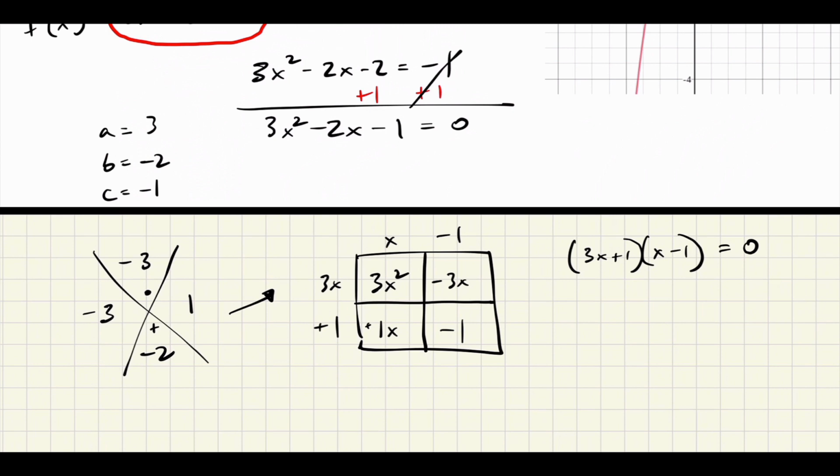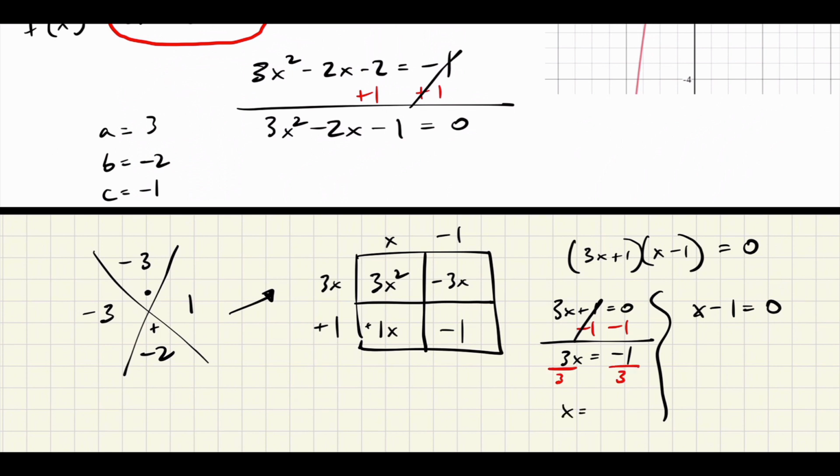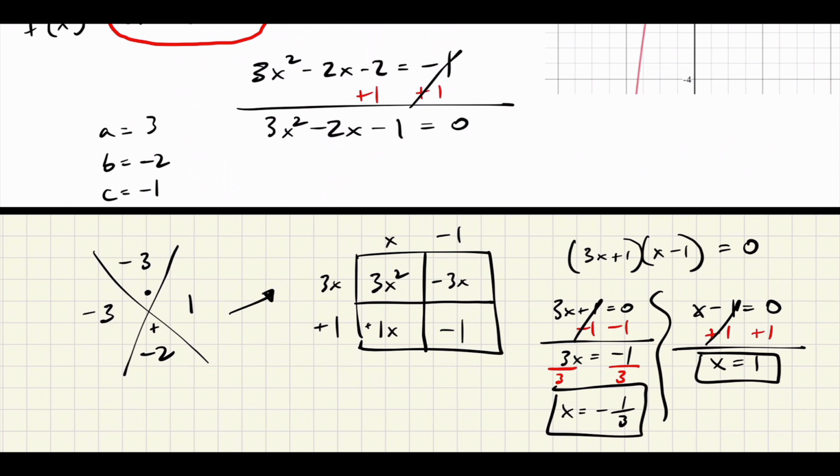Set all the factored terms equal to 0, and solve for x. I get -1/3. And +1.